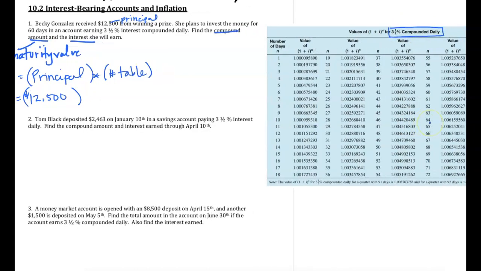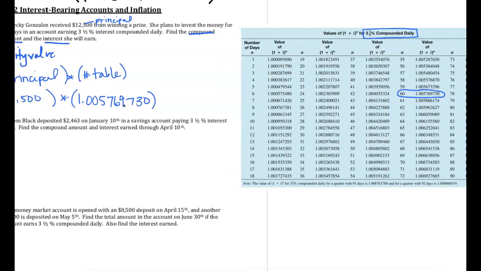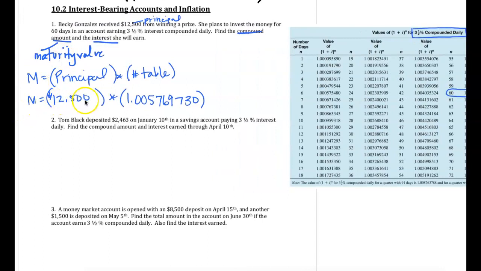Finding 60 days, remember the number on the left is the days, and the number on the right is the number in the table. So the number in the table is 1.005769730. Use all of those decimal places. Multiplying 12,500 times that number in the table, we end up with a maturity value of $12,572.12. That answers the first part of the question.